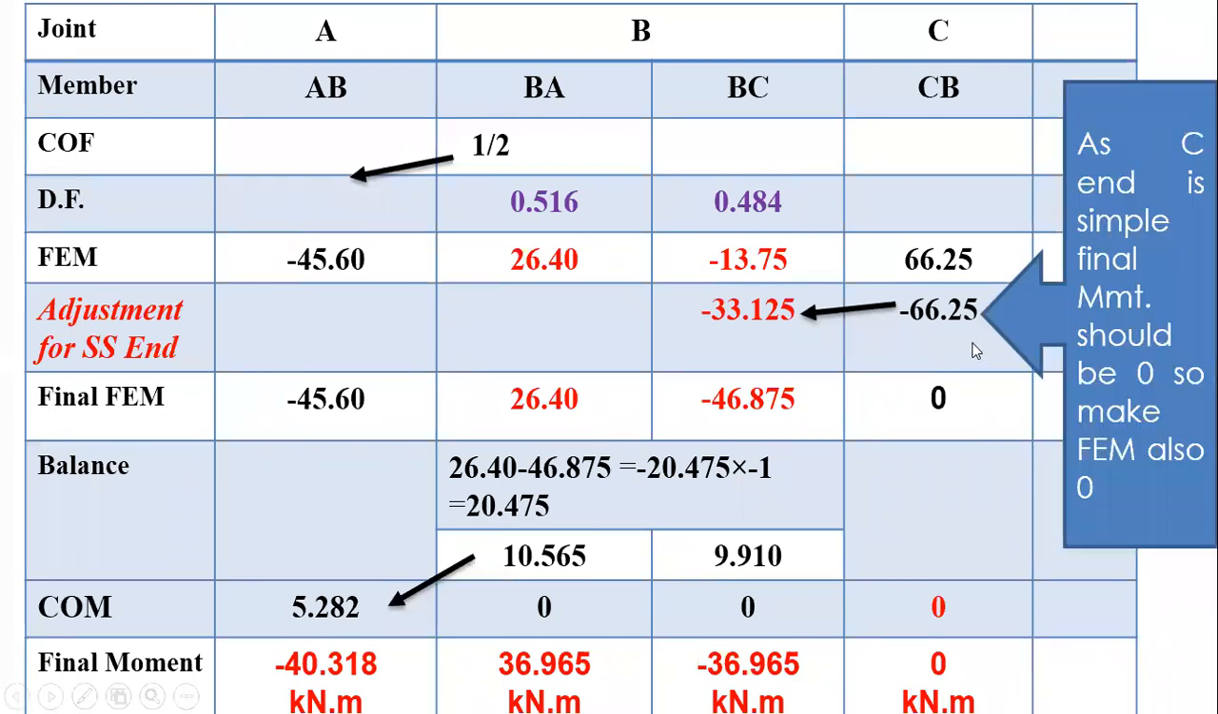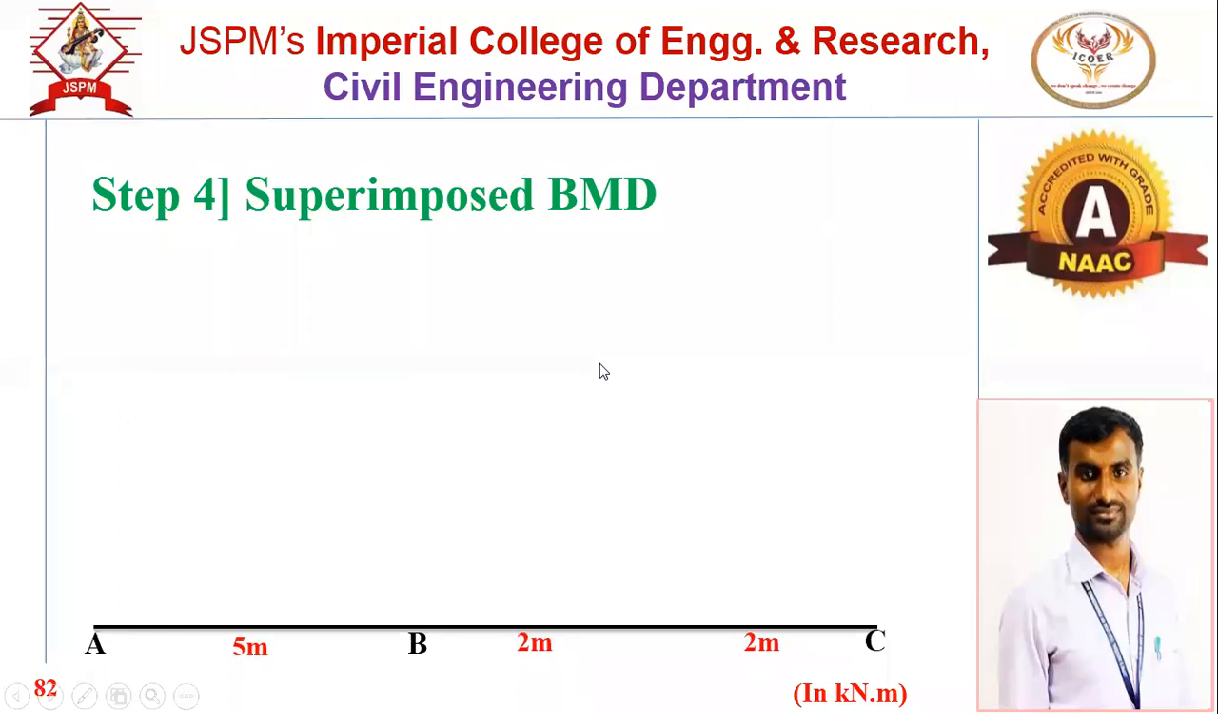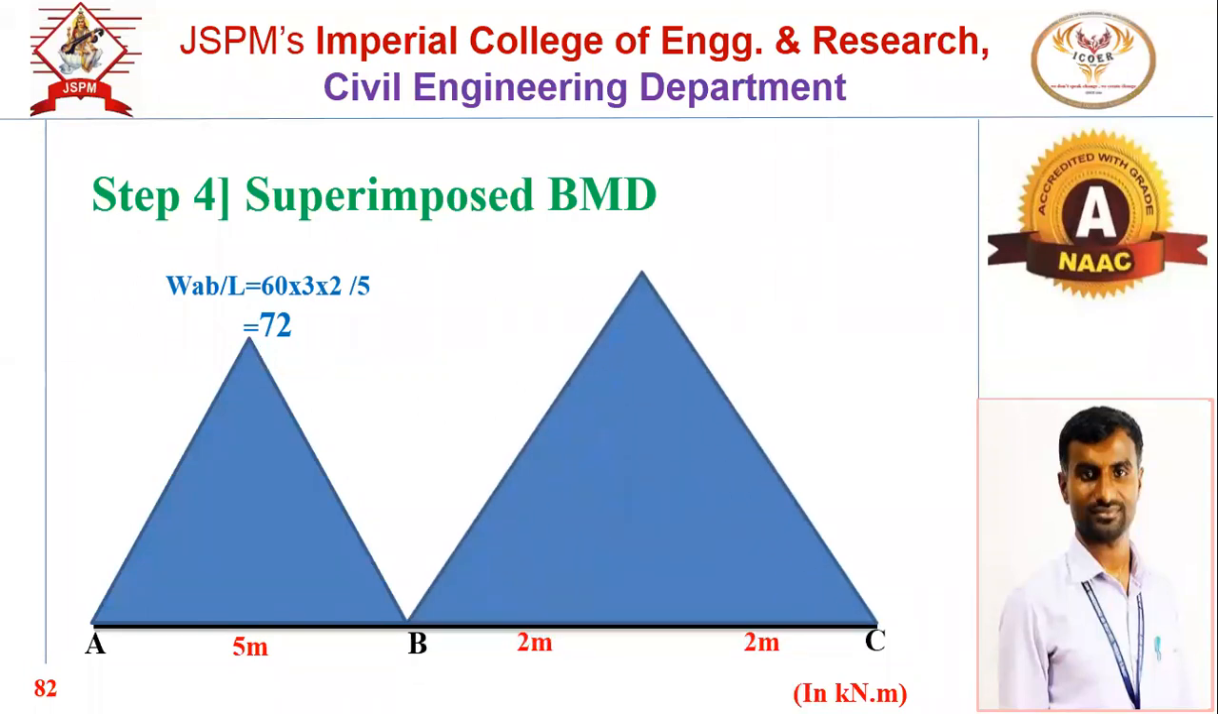Next is the superimposed BMD. So this is the correction for the simply supported end that we have to remember. Quickly, draw the reference line, mark the span or length of the member, and draw the free BMD due to the loading condition. For AB there is an eccentric point load, that's why a triangle. Maximum bending moment is WAB by L, which is 72 kilonewton meter. For BC there is a central point load, again a triangle. Maximum bending moment is WL by 4, that is 80 kilonewton meter.